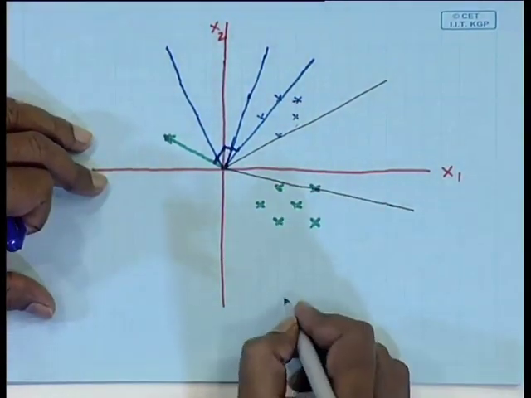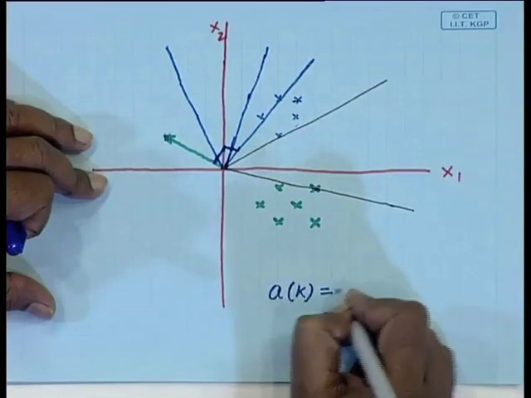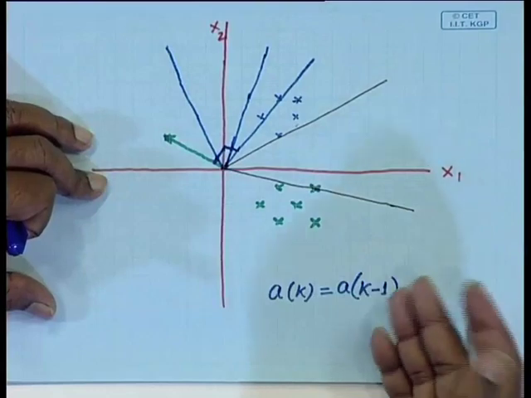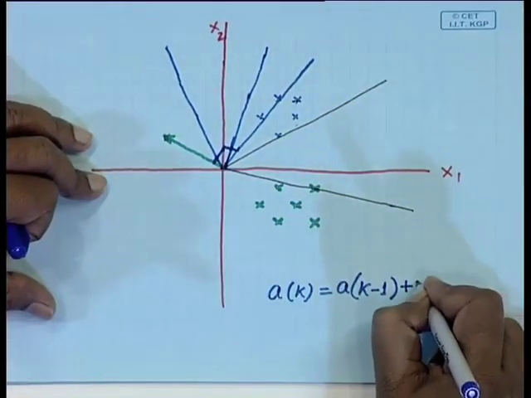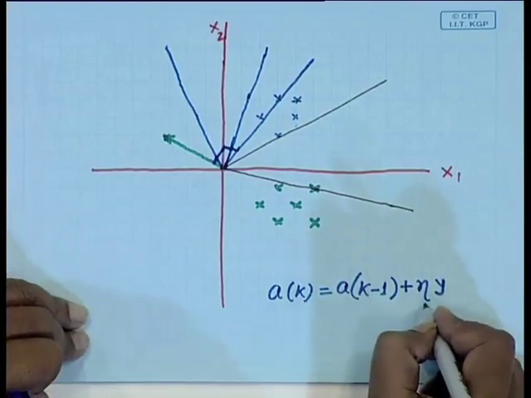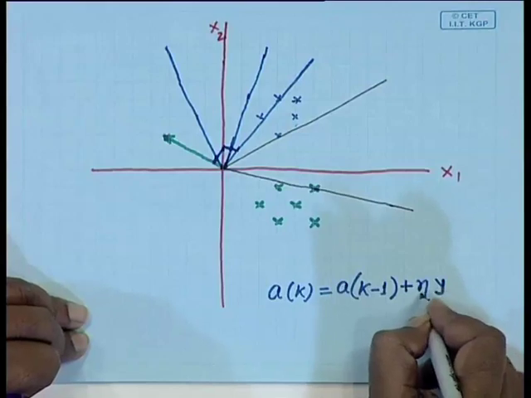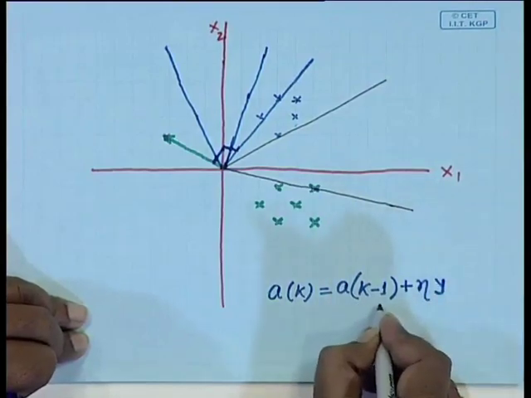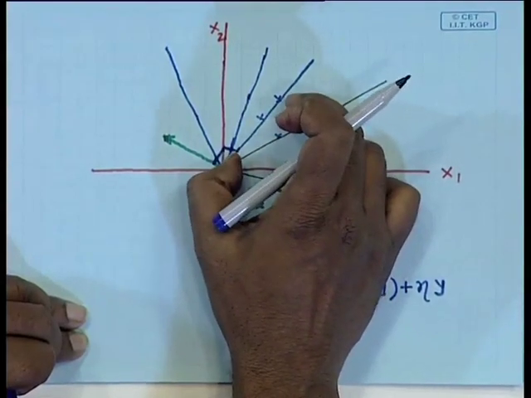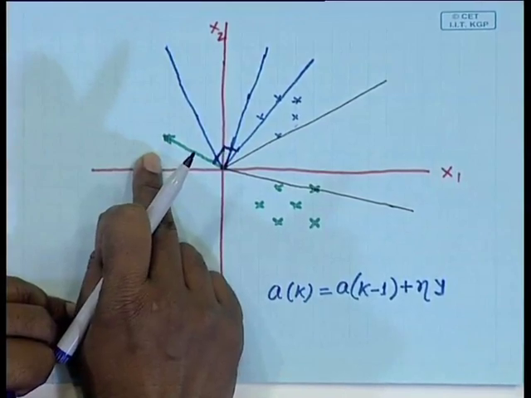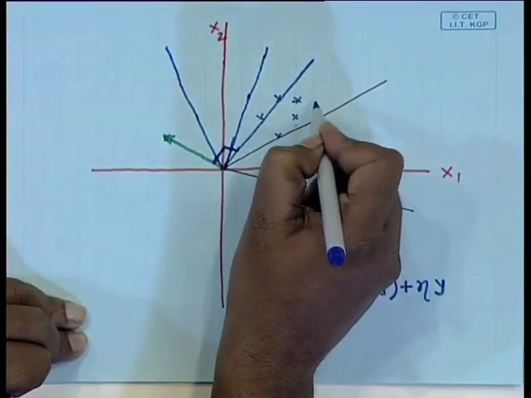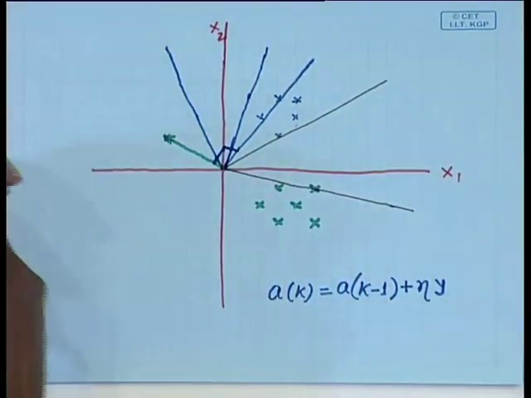And what is my algorithm? My algorithm says A k is equal to A k minus 1, the previous iteration, plus a constant eta times y, which is misclassified. What it means is that this vector y will be scaled by a factor eta, and that will be added to A k minus 1. So, a scaled version of this misclassified vector y will be added to the weight vector. That means the weight vector will be moved in the direction of this vector y by a certain fraction.